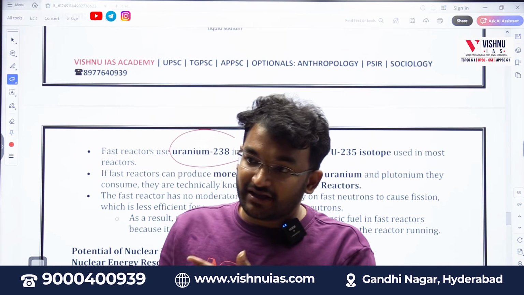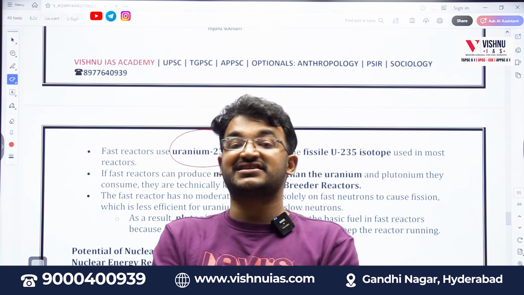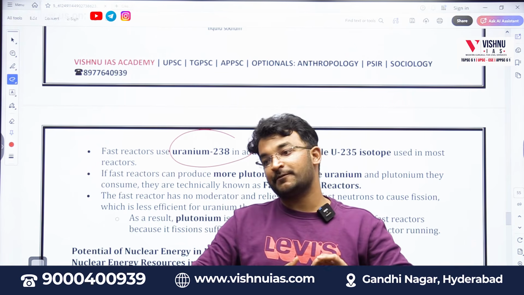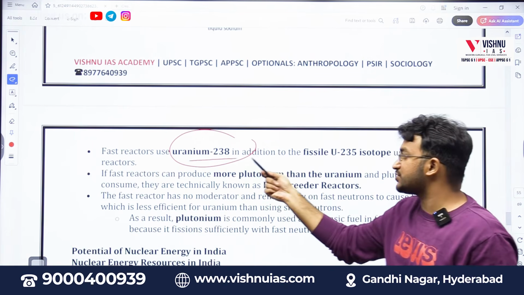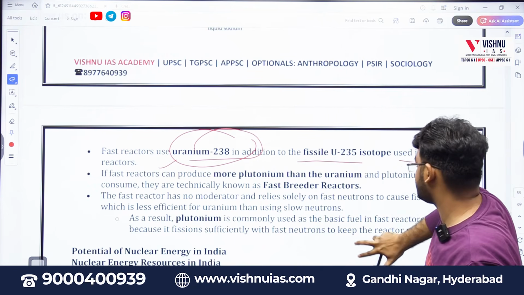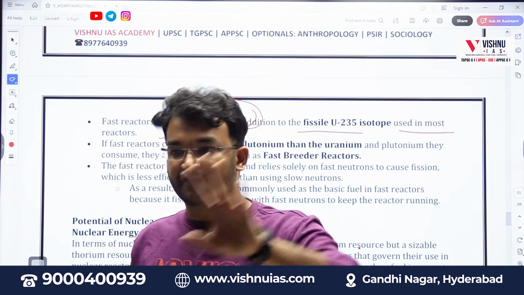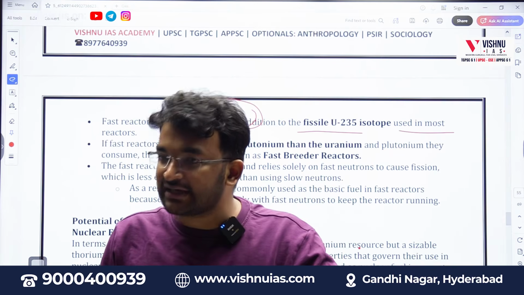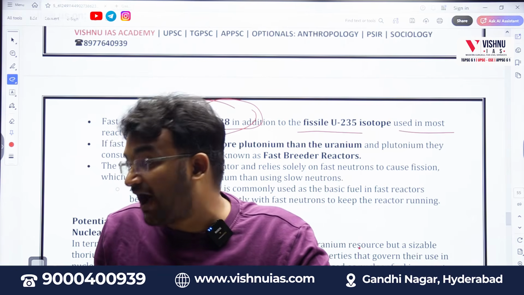So in this fast breeder reactor we are doing that. That means with uranium-238 directly we can do, there is no need of enrichment. But the problem is that we cannot control that fastness. India had developed this prototype recently. We will see that in the next class. Fast reactors use uranium-238 in addition to the fissile-235 isotope used in most reactors. Now what we will call as fast breeder reactor, we are calling something as fast reactor. Enduku fast reactor antunam? We are using uranium-238 directly, which can produce nuclear energy if we are using fast neutrons.